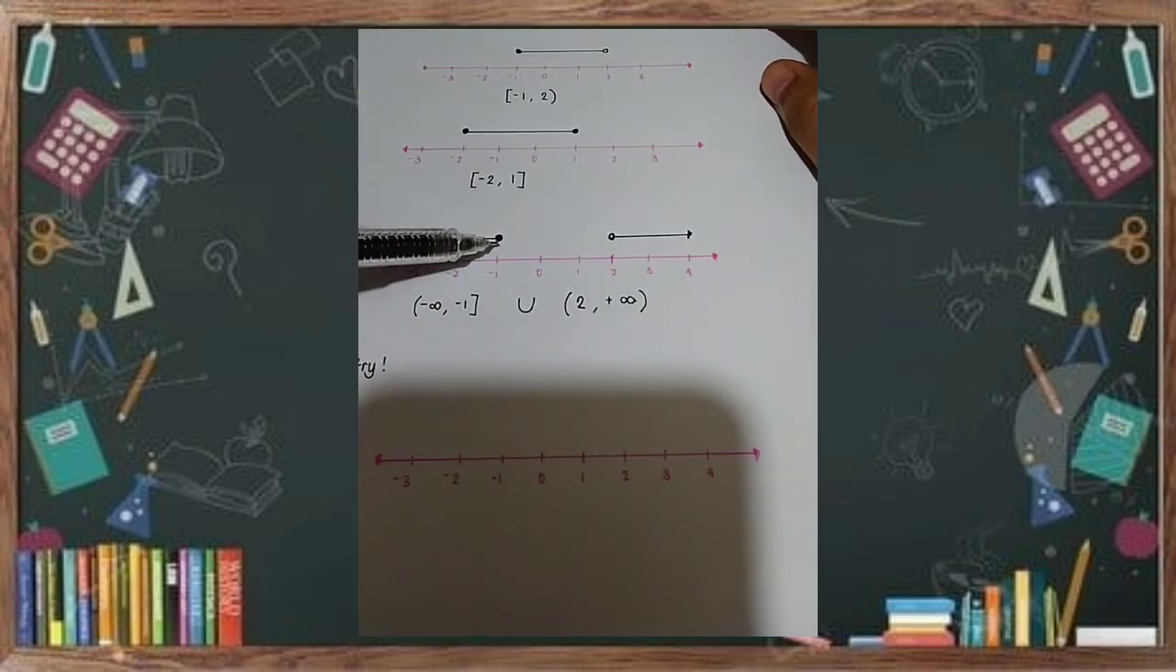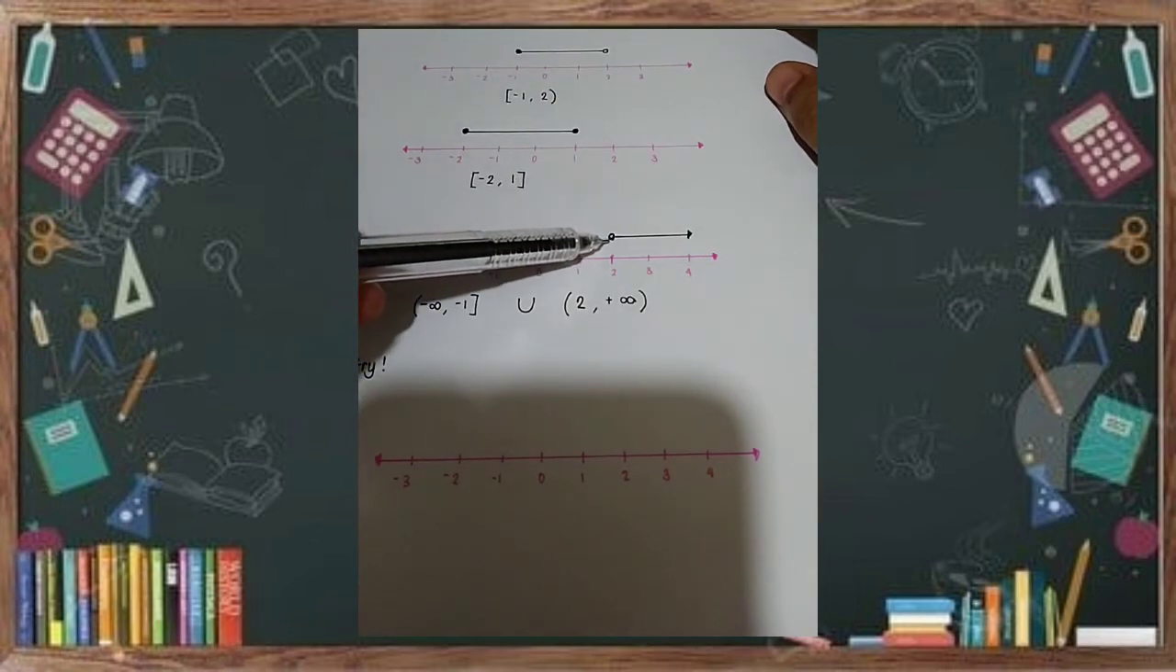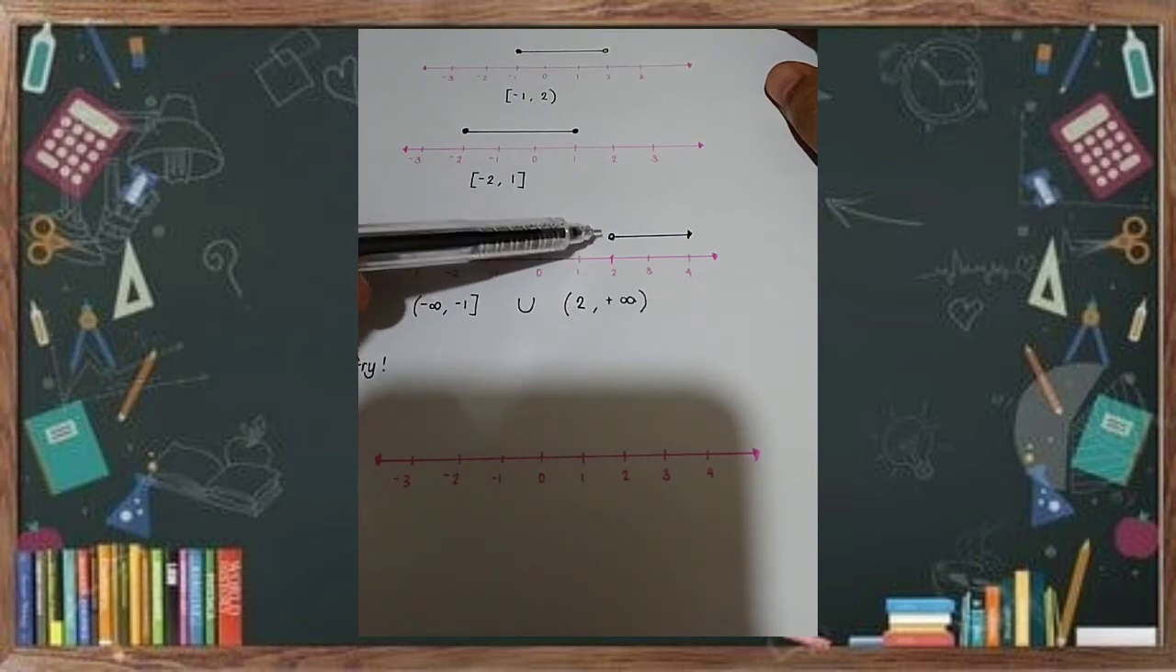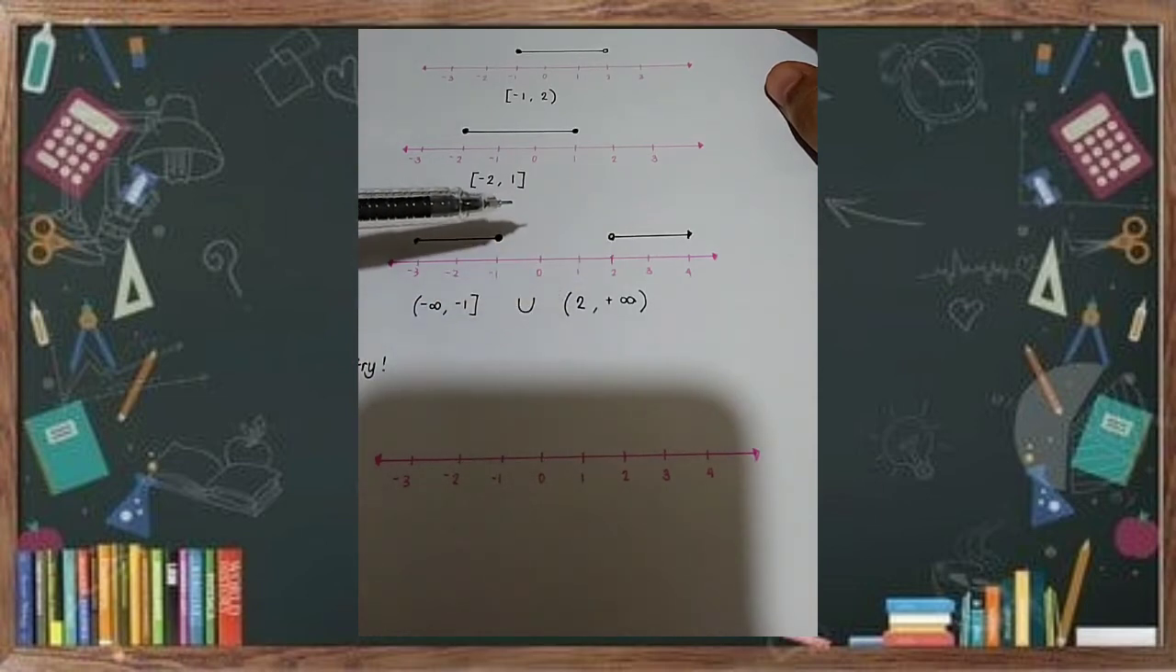Dito naman ay may shade yung ating point na nakatapat sa -1, kaya ito ay close interval, which means that -1 is included in our solution to -infinity, which is open interval. And meron pa tayo dito. So, ito ay walang shade, meaning it is an open interval to positive infinity.